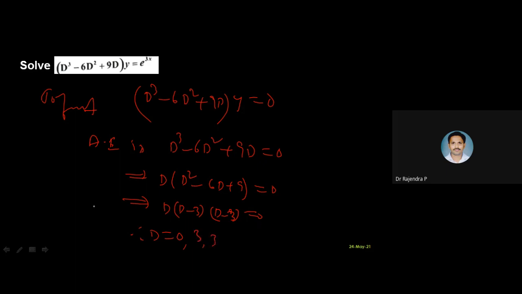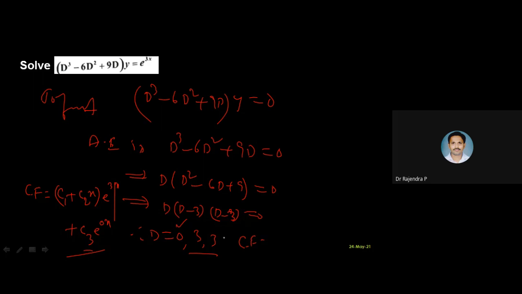Now you tell me the complementary function for this. Very interesting. What is CF? Here one root is distinct, and the remaining two roots are real and equal. Correct? So (C1 plus C2x) into e power 3x. Very good. What about the other root? Plus C3 e power 0x. E power 0x means 1. So plus C3, we have to add it. Do you agree or not?